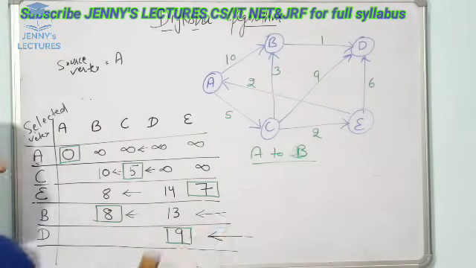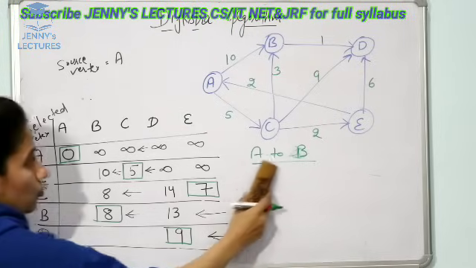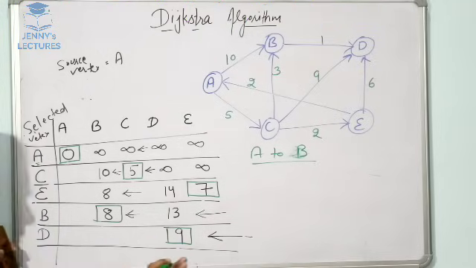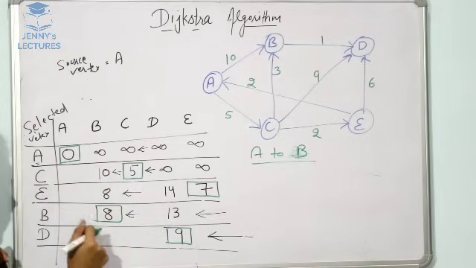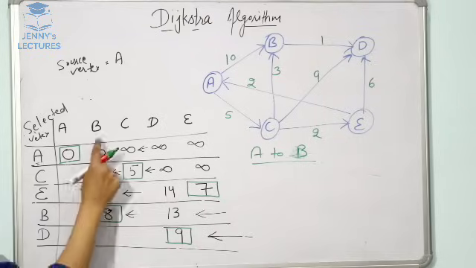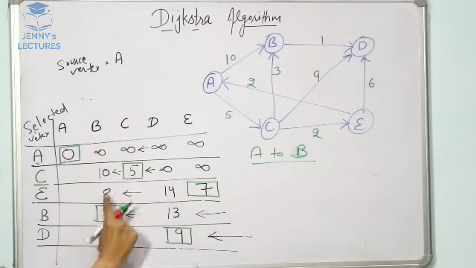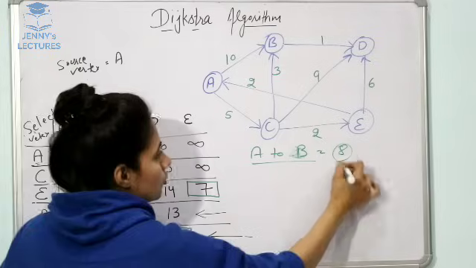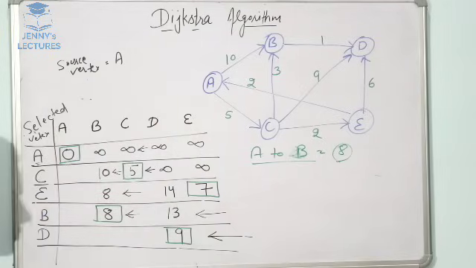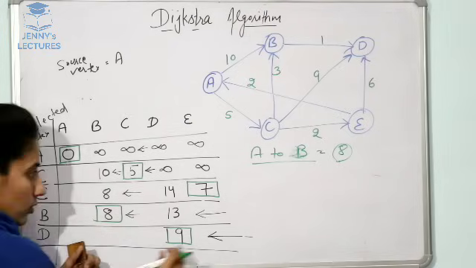Okay, what is the path and what is the distance? A to B. The shortest distance is, you simply check this table and you can quickly say that the shortest distance is 8. A to B, find out in this column what is selected, that number is 8. So 8 is the shortest distance. But what is the path? Okay. Now how to find out the path?